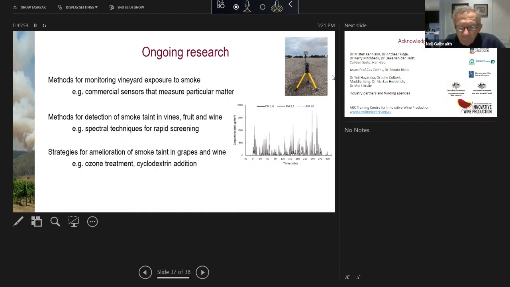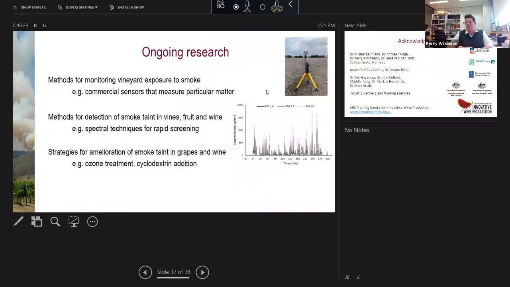So for the past 2 seasons, we've been working with a company that has these commercial sensors. So they measure particulate matter, and we've been looking at how well those sensors can detect smoke exposure. So it's not so much about predicting the level of smoke taint in the grapes or wine that would come from a vineyard, but at least giving industry confidence about whether or not there was any smoke exposure, and then they can make a decision about whether they need to send samples off for chemical analysis.